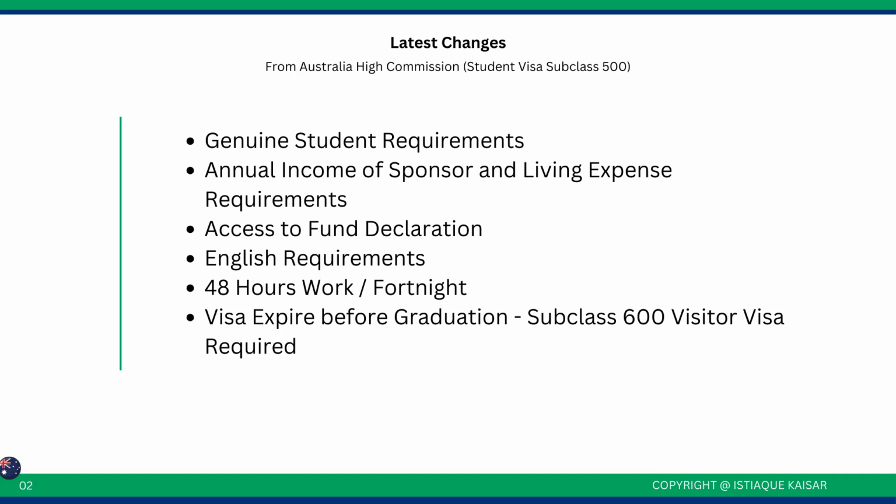It used to be for quite a long time, like 1 year, but right now it is established. So if you're getting a student visa, you're getting 48 hours work right per fortnight.